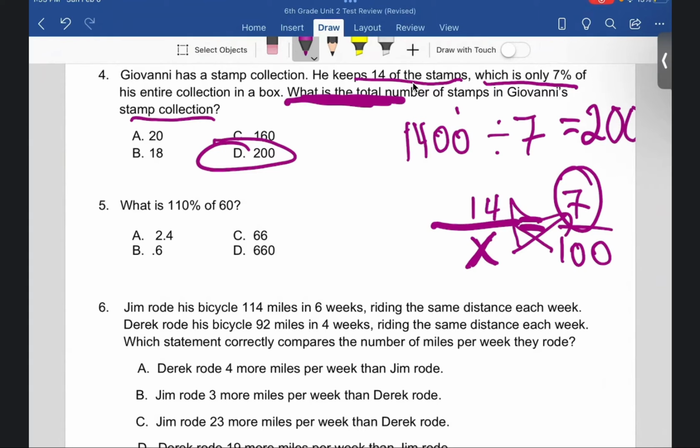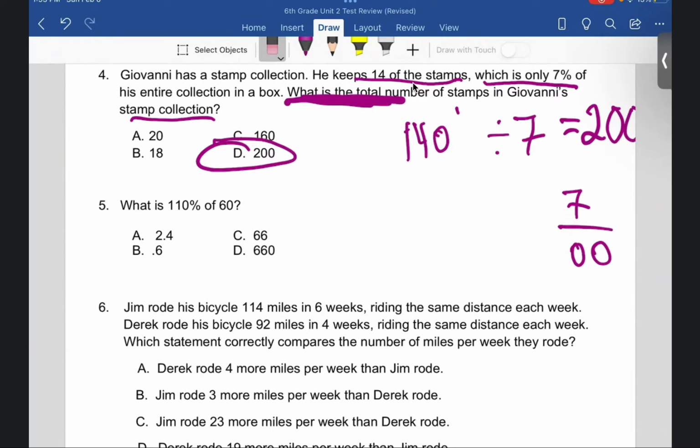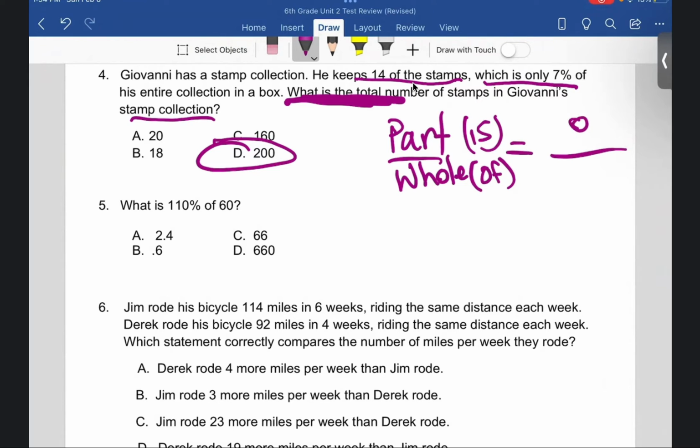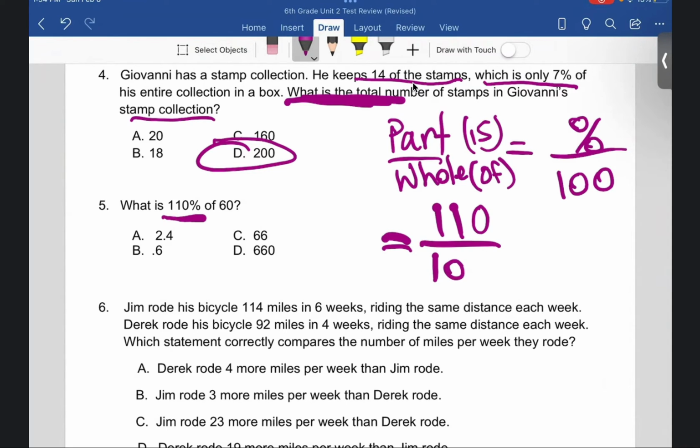Okay. Our next problem, pretty straightforward, is what is 110% of 60? Again, just as a reminder, is is part, of is whole, and percent is over 100. So what is 110% of 60? So we have 110% over 100, and we have of 60.